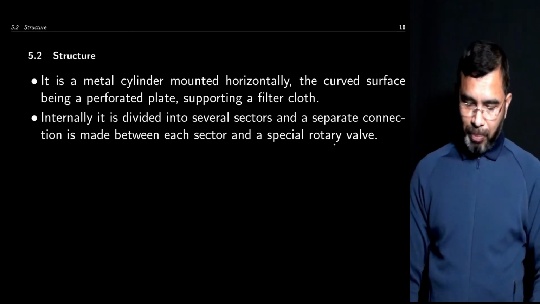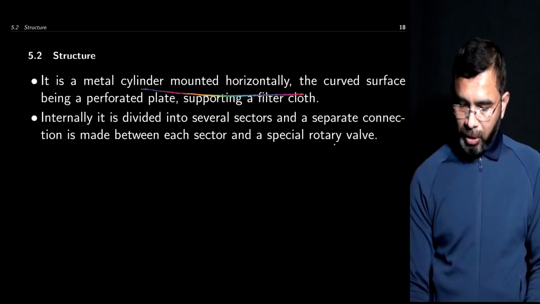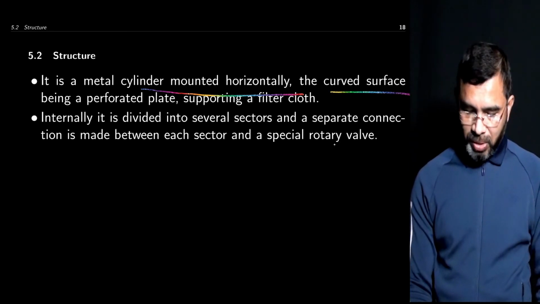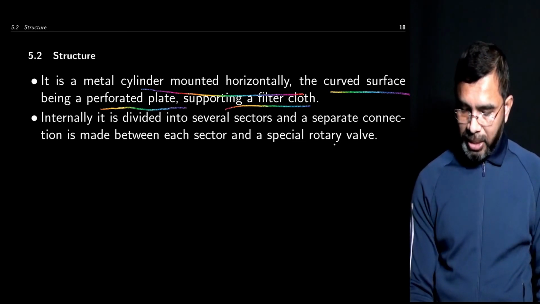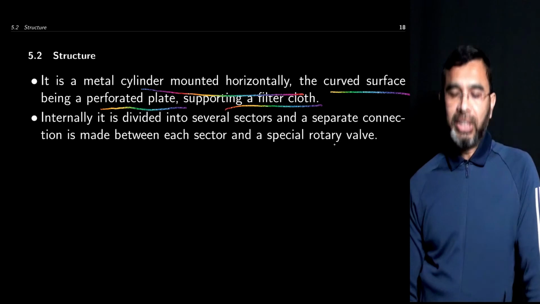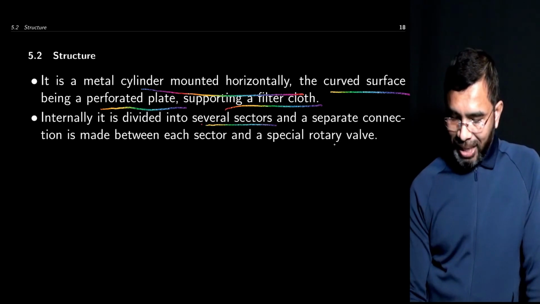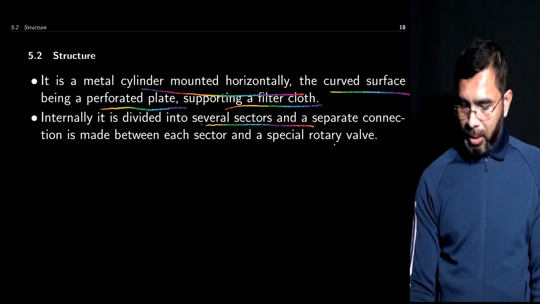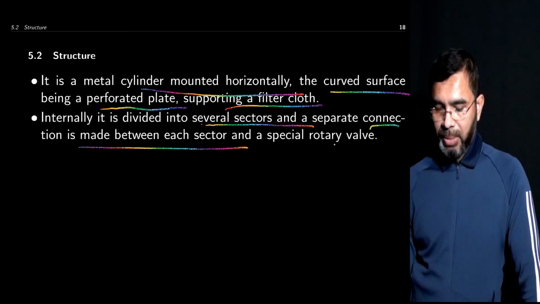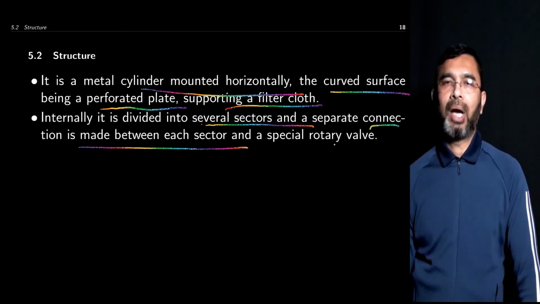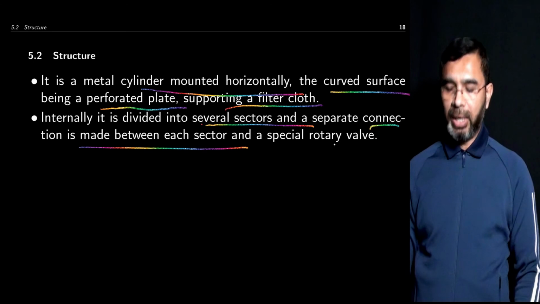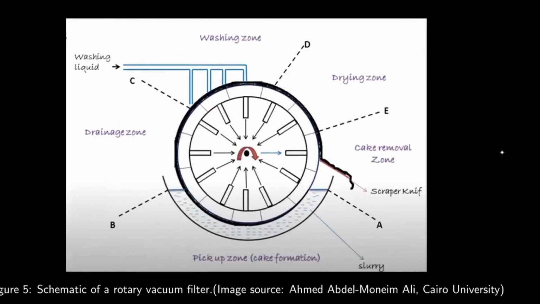So the structure is simple. It's a metal cylinder mounted horizontally, the curved surface having perforated plates, and it supports the filter cloth. Internally, it's divided into several sectors, and a separate connection is made between each sector and a special rotary valve to collect filtrate, washing liquid, and so on. So here is the operating principle of the equipment.